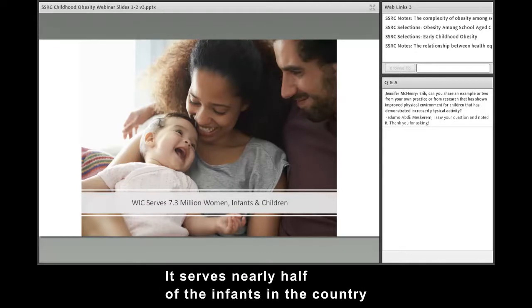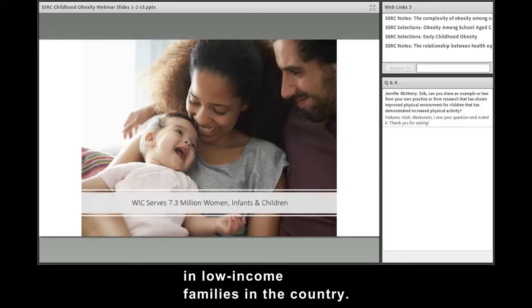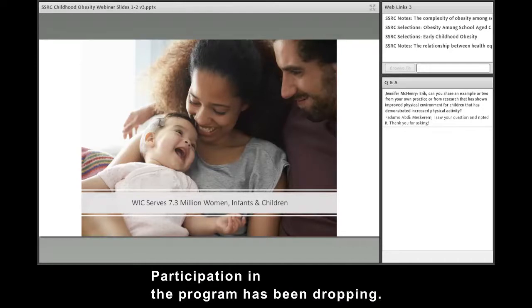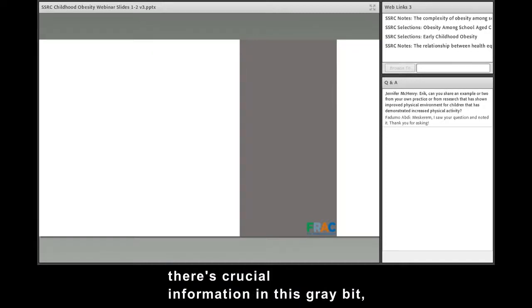It serves nearly half of the infants in the country and really a very high proportion of infants in low-income families in the country. Participation in the program has been dropping. So if we look at this non-existent graphic, there's crucial information in this gray bit, which you cannot see.